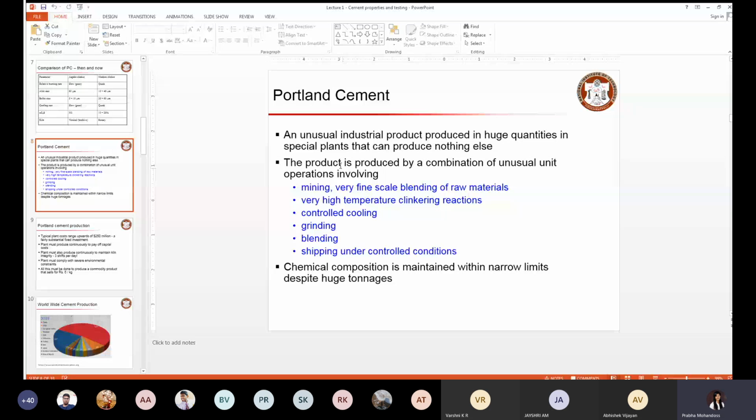So what is this? There's no response. It's about 400 million tons. Okay. Close to, not exactly. Any other guesses?